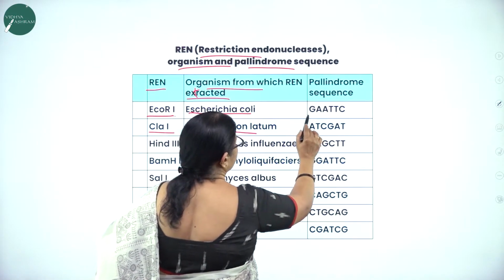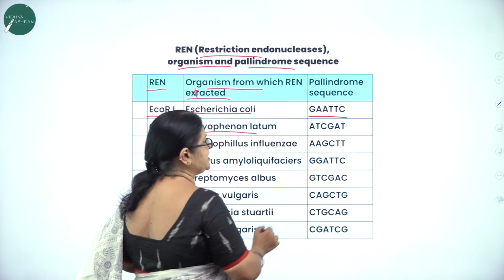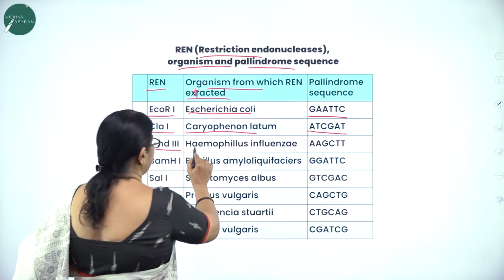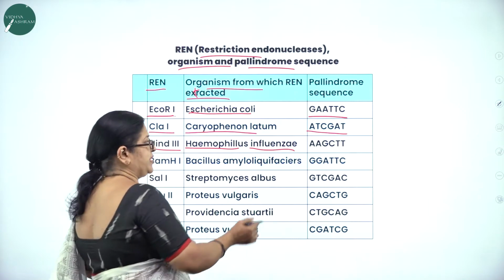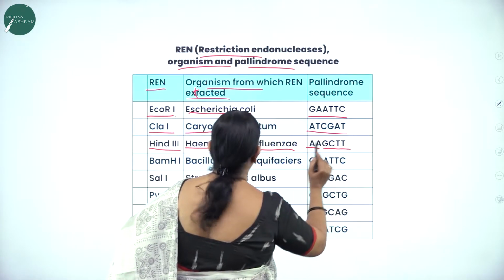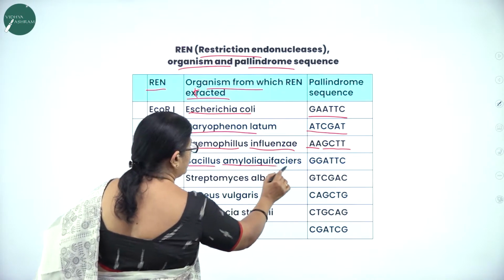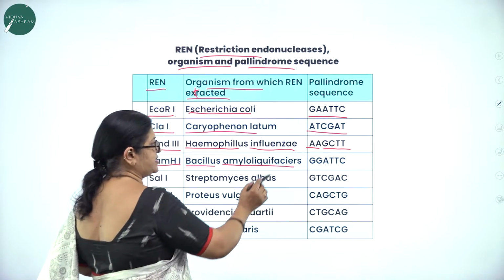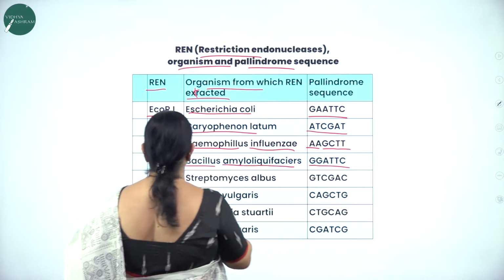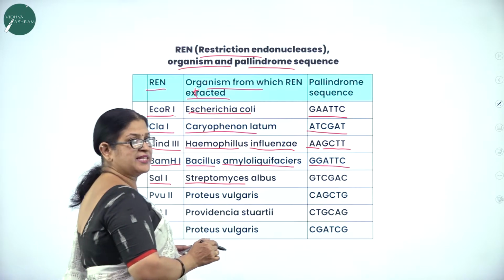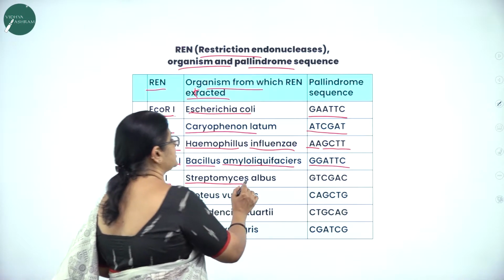And what is the palindromic sequence here? GAATTC. Here ATCGAT. Then HindIII, that is Haemophilus influenzae, with AAGCTT. Then BamHI, that is Bacillus liquefaciens, with GGATCC. Then SalI, that is Streptomyces albus.